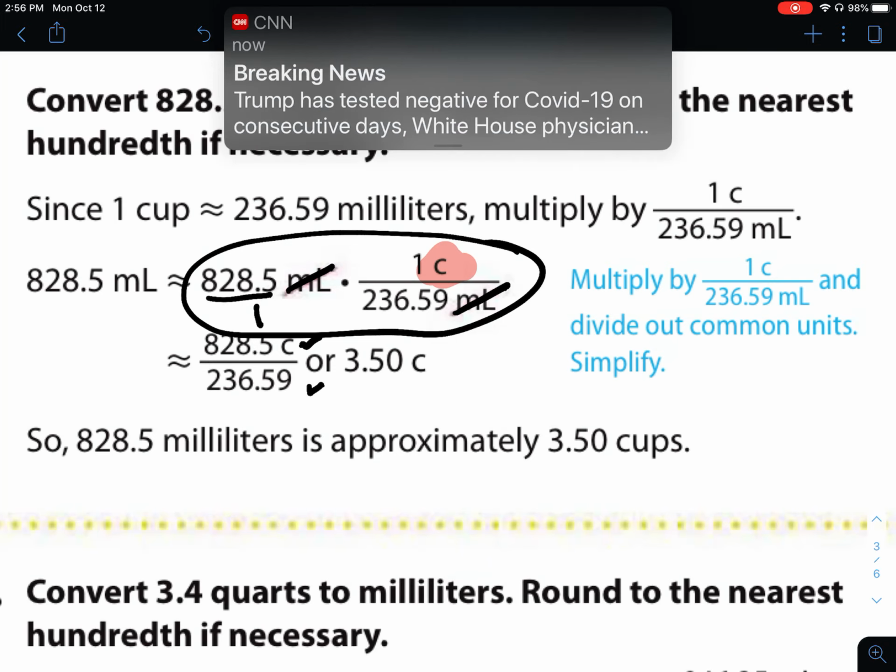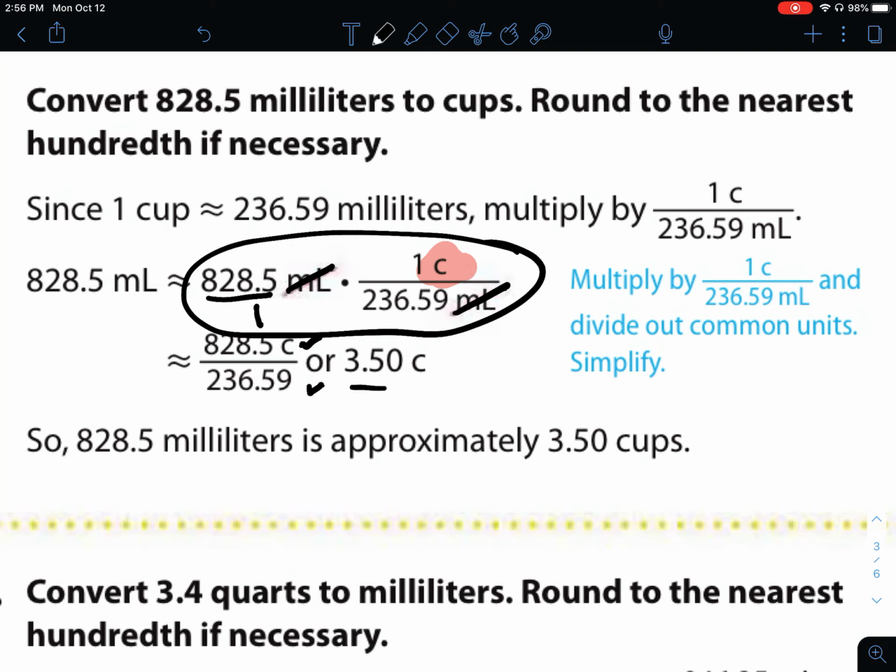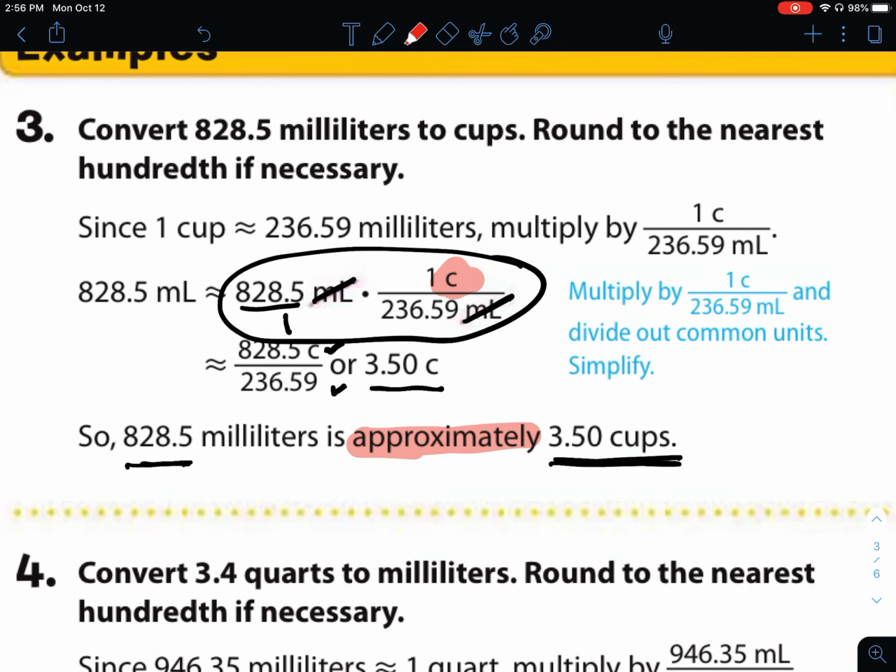Using a calculator, rounded to the nearest hundredth, it is 3.50 cups. So 828.5 milliliters is approximately 3.50 cups. Now the word approximately is here because we are rounding to the hundredths place. Since the answer does not terminate at the hundredths place, we just approximate the value. So that's the reason why it says approximately.